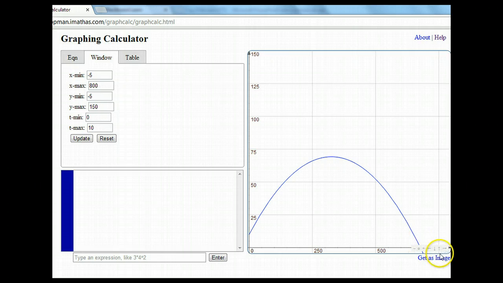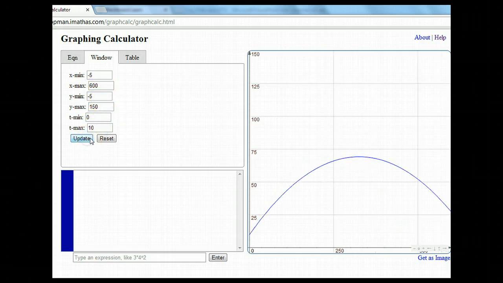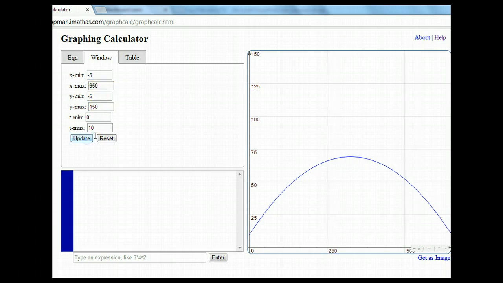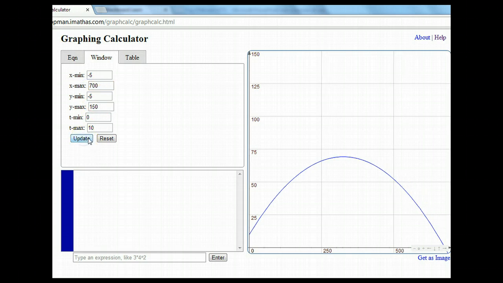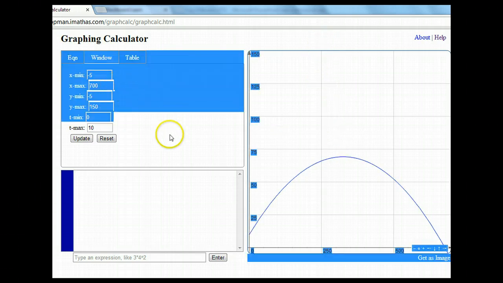Notice here is the 750 mark. It looks like I can maybe bring it back to 600. No. Okay, 650. So I'm just playing with this calculator window till I get something that works out best. Okay, 700. You see, I can see it coming down through. All right. Now notice my y maximum is way too high. It doesn't even get to 75.